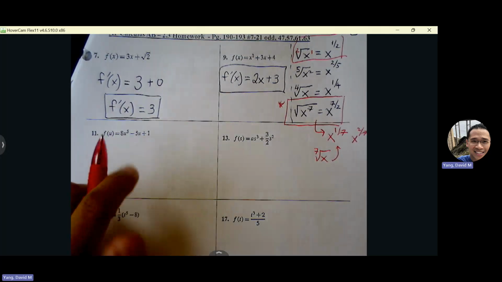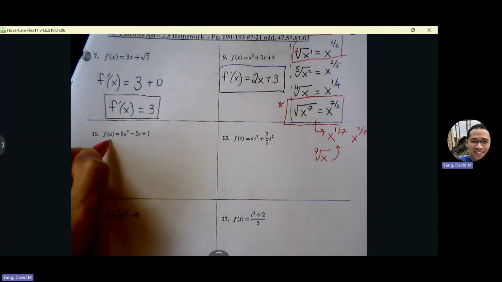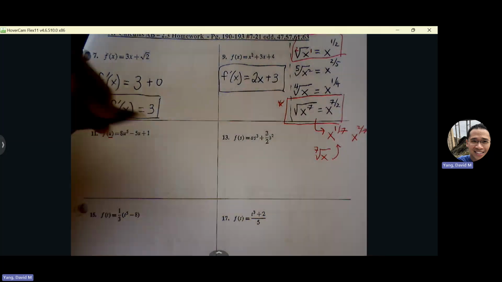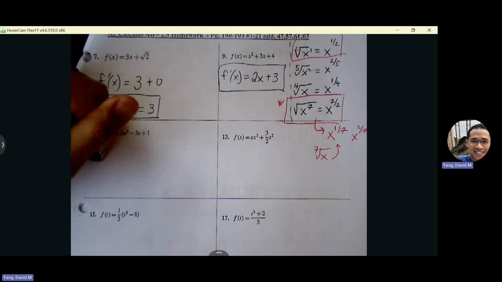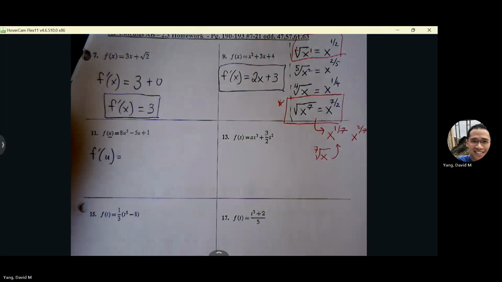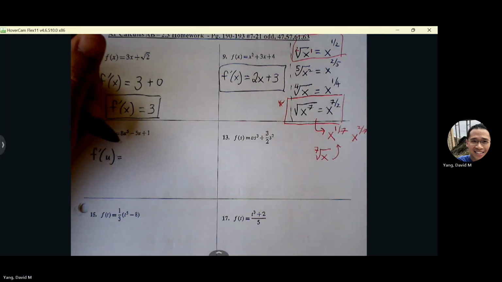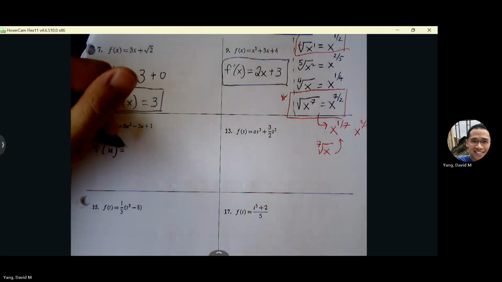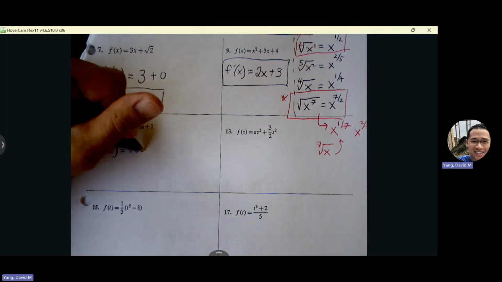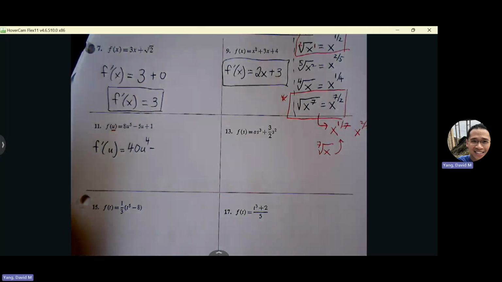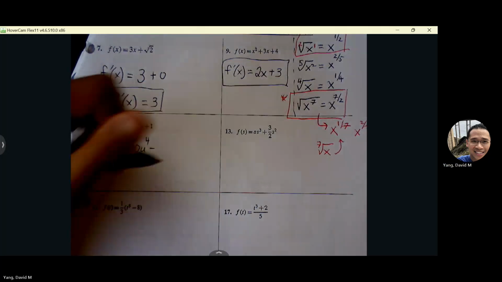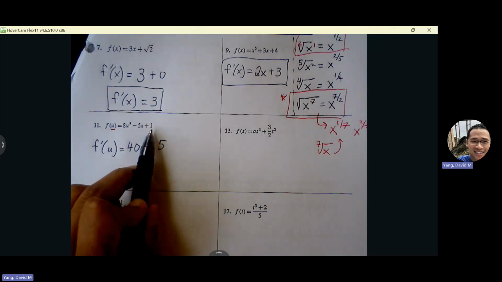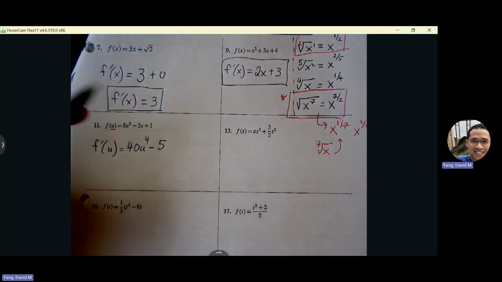All right, 11, what's different is they're indicating the variable that you're working with is u. So now instead of x, everything's turned to u. So what's f prime of u here? First term becomes, yep, minus 5, yep. A linear just goes to a constant, and then the 1 goes to a 0.